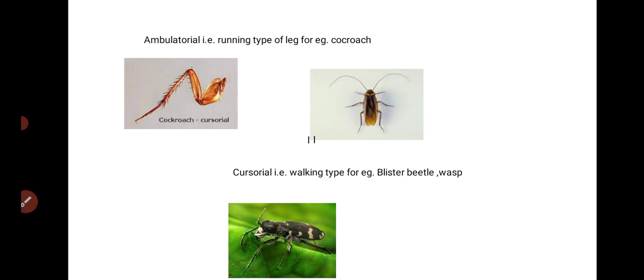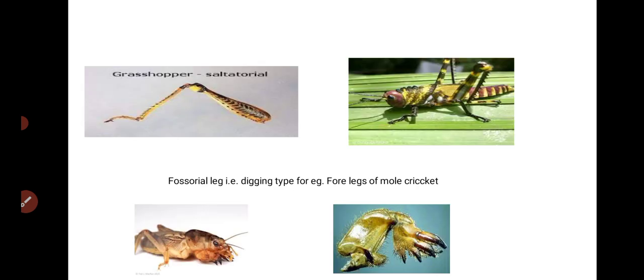Ambulatorial legs have a running purpose, for example the cockroach. You can see the cockroach always runs, it cannot walk, it runs fast, so ambulatorial legs are present in the cockroach. Cursorial legs are walking type; blister beetles, wasps and some beetles walk with them. After that, in the grasshopper the hind legs are specially modified as saltatorial legs, meaning jumping type of legs.